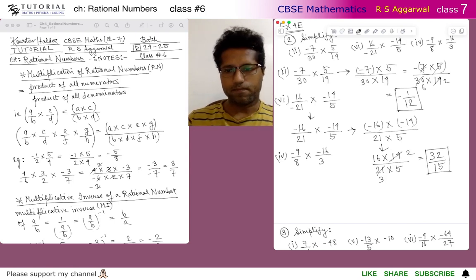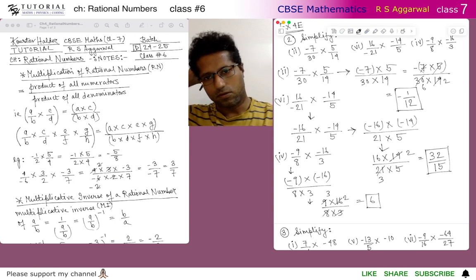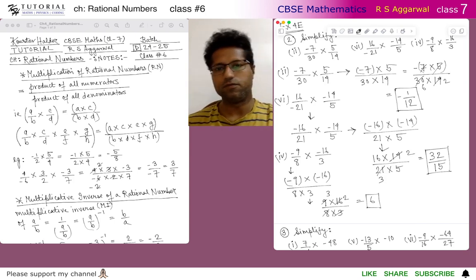So the denominators are already positive, so we simply multiply the numerators and divide that by the product of the denominators. This becomes minus 9 multiplied by minus 16 divided by 8 into 3, and this is 9 into 16 divided by 8 into 3. So after cancellation this becomes 6. So 6 is the answer. You can pause the video and take a screenshot if you wish.